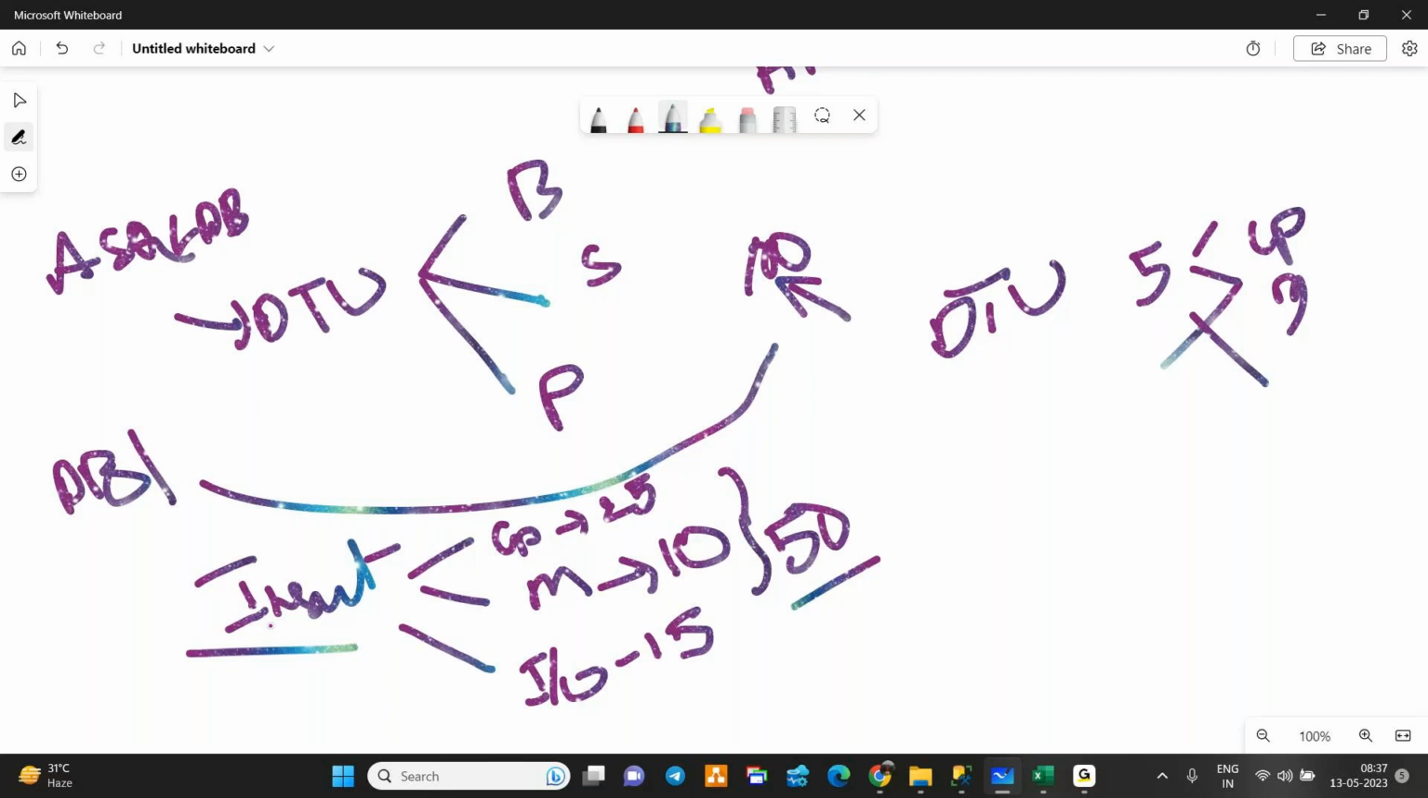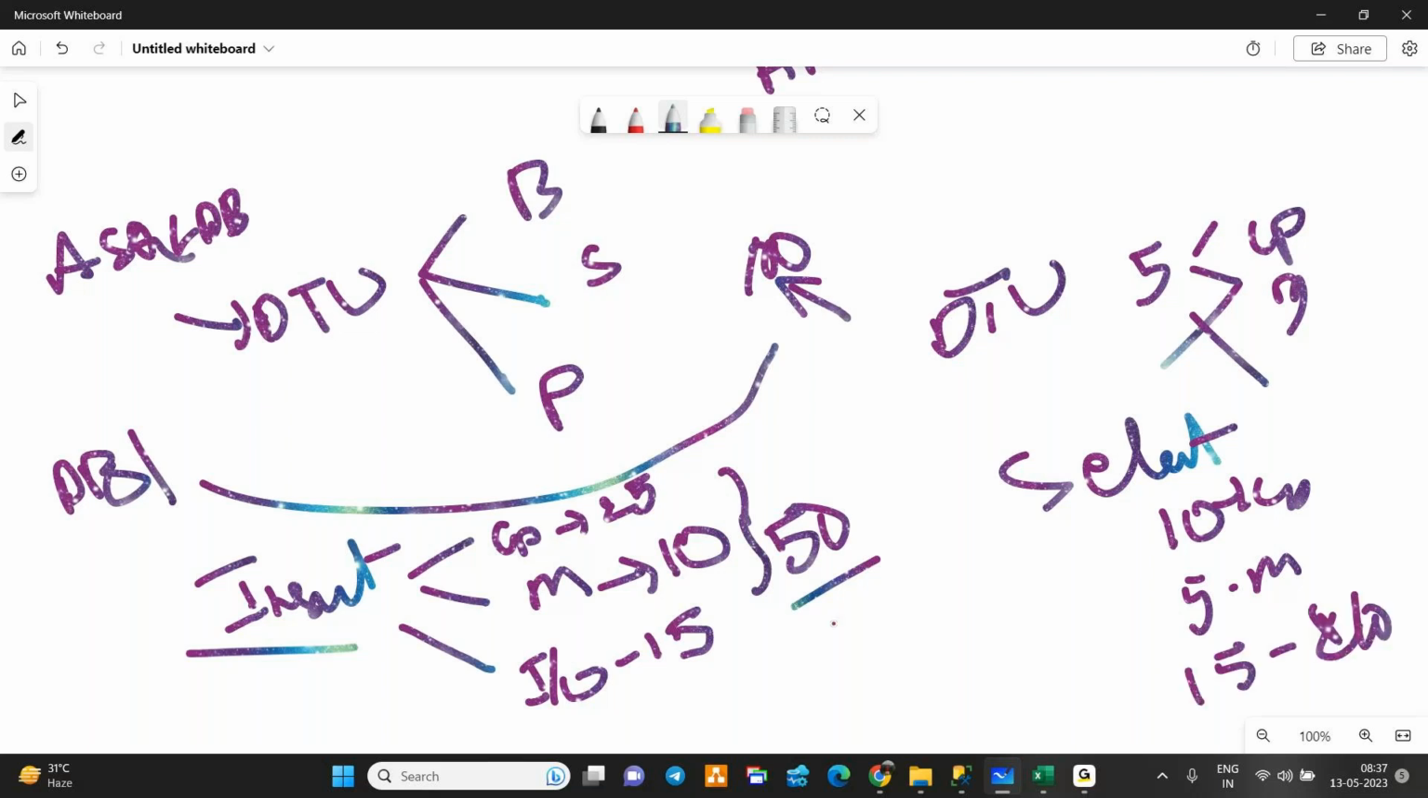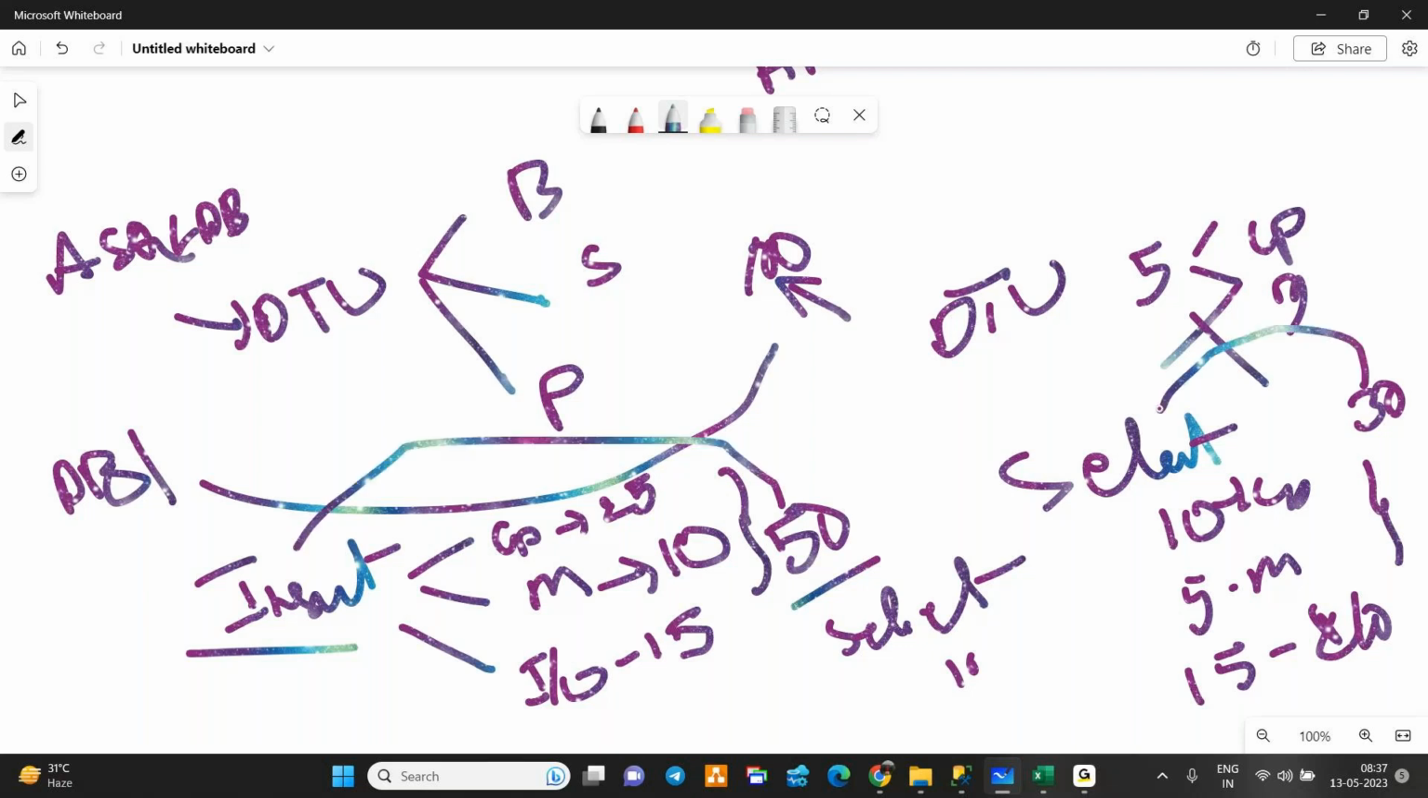Again, if someone is performing one more select statement, 10 DTUs for CPU, 5 DTUs for memory, 15 DTUs for IO. If you are performing one more select statement, assume almost 30 DTUs it consumed. Again, someone is performing one more select statement, 10 DTUs. Out of 100, 50 has been consumed by this insert operation, 30 has been consumed by the select operation, and how many are pending? 20, right?